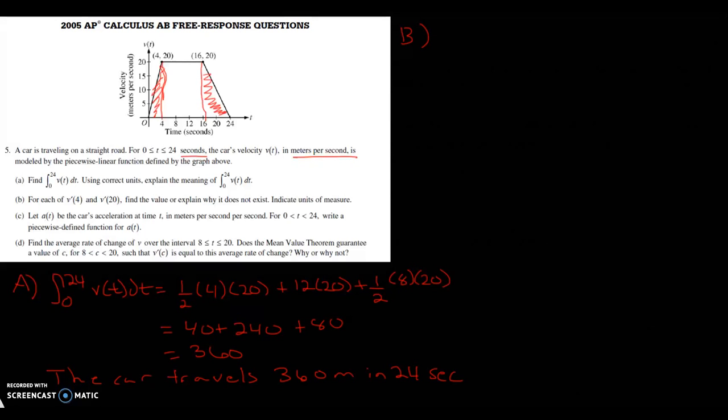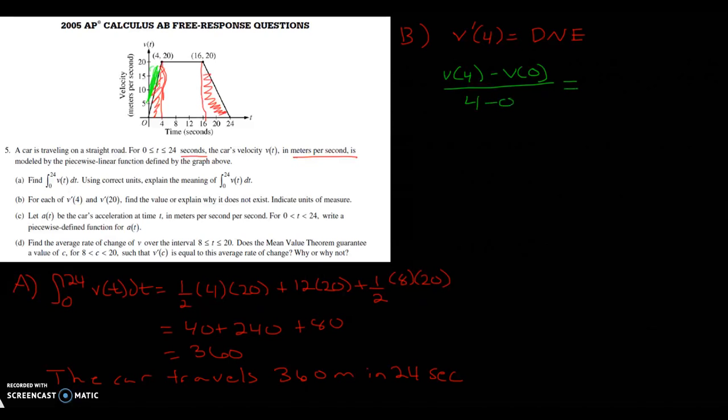It says for each of v prime of 4 and v prime of 20, find the value or explain why it does not exist. Well, v prime of 4 is not going to exist. Now let's go over why. If you try to find this, you're basically trying to find the slope of v at 4. And you can see clear as night and day, there's a corner there. So if you try to find the slope here, let's say you did v of 4 minus v of 0 over 4 minus 0.